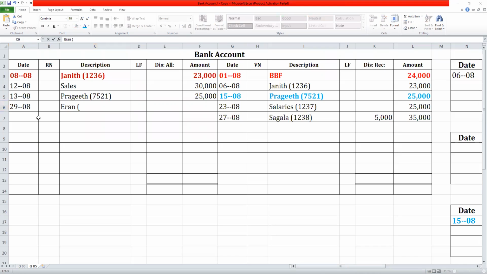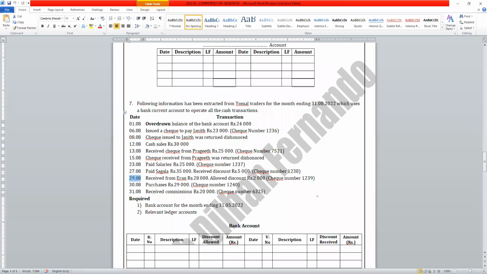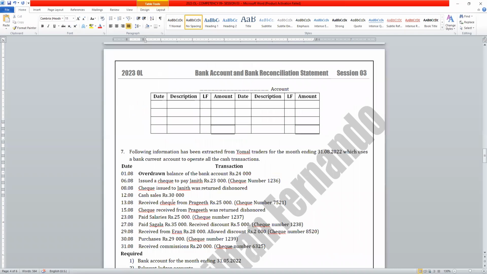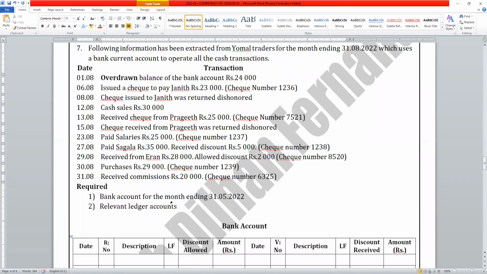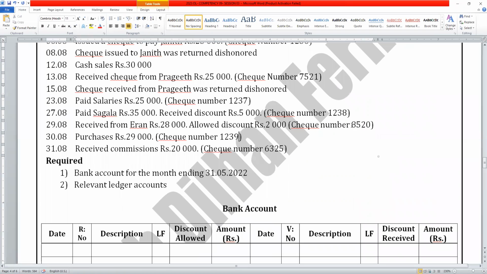Check number is wrong. Fix it. This check number needs to be corrected. This should be check number 8520. And this check number should be 1239. Next, purchases. I have made a change here. I have changed the check number of the transaction on 29th as 8520. And the next one, 30th, check number 1239. Please make the changes.